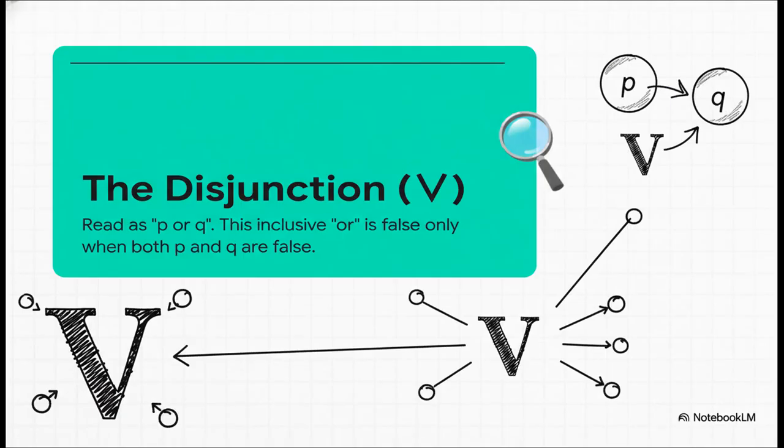The symbol we use for this looks kind of like a V. You just place it between two statements, P and Q, and you read it as "P or Q." Simple enough. But, and this is the crucial part, in logic, this is defined as the inclusive OR. And what that means? Well, it makes all the difference, as you're about to see.